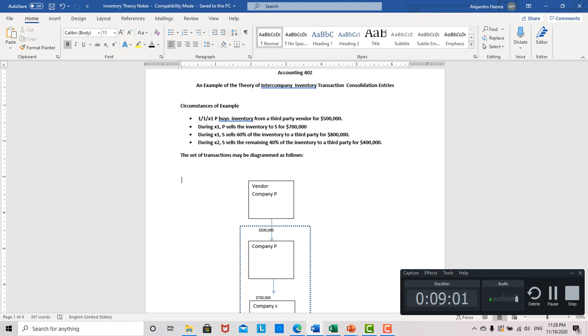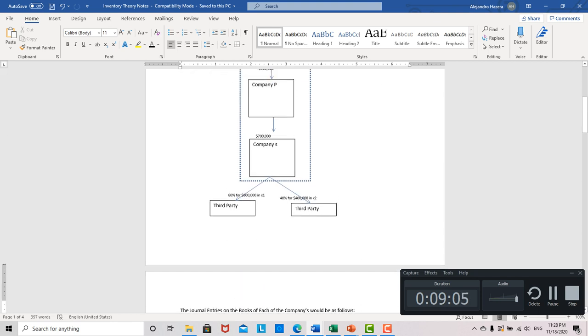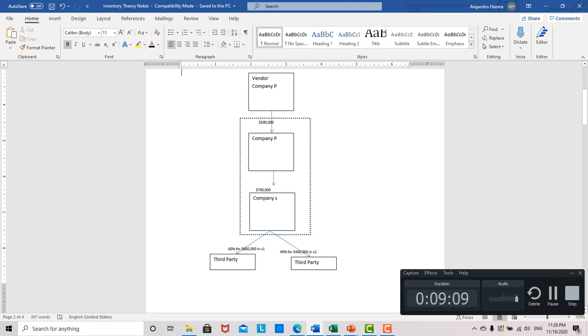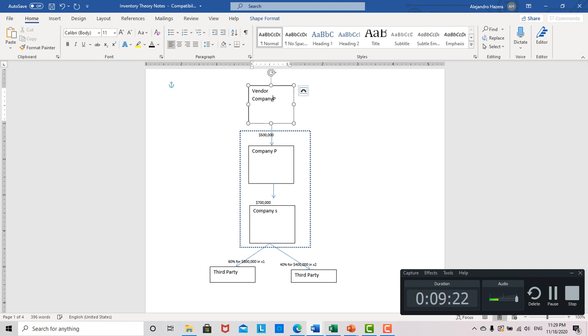Now I'm just going to finish this video by giving you a diagram of what's going on here. The diagram fits just about perfectly here. The first transaction is between the third-party vendor, who sells $500,000 of inventory to P.